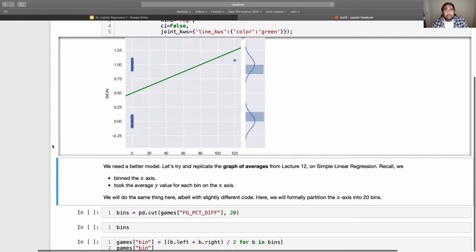You may remember from the simple linear regression lecture, the way we came up with the simple linear regression model was by splitting our x-axis up into bins, computing the average y value for every x value that was in that bin, and looking at that graph of averages. And we can do the exact same thing here too.